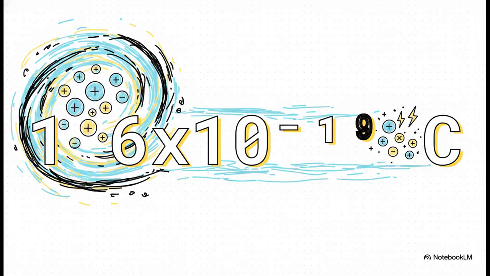And this is it. This is the size of that fundamental packet, 1.6 times 10 to the power of minus 19 coulombs. A coulomb, by the way, is just the unit we use to measure an amount of charge. This incredibly small number is called the elementary charge. It's the smallest possible bit of charge that can exist all by itself. It's the charge of one single electron.